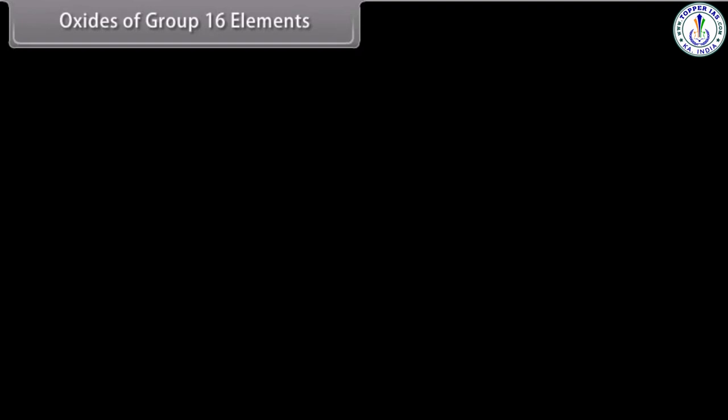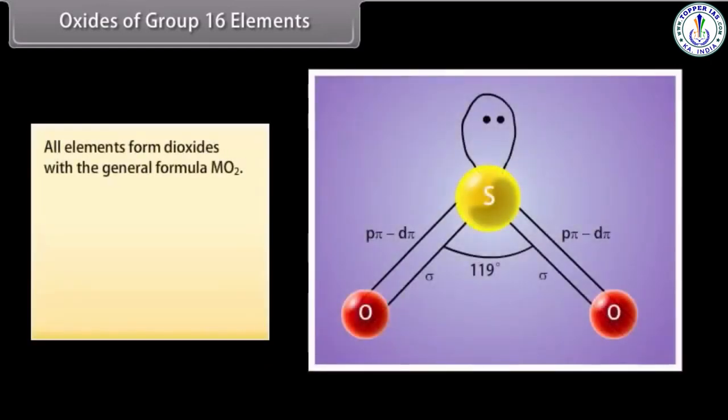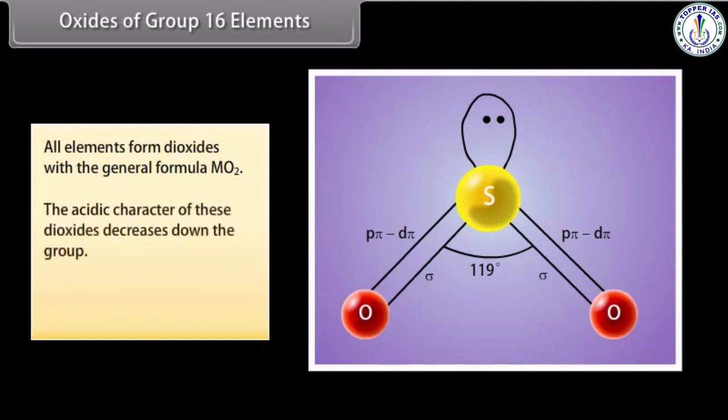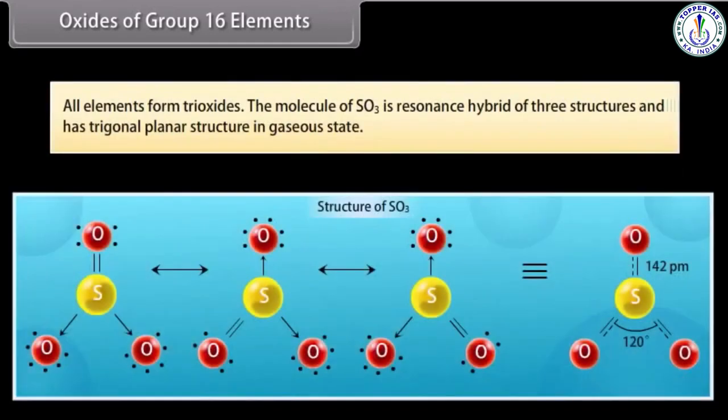Oxides of group 16 elements. All elements form a variety of oxides. All elements form dioxides with a general formula MO2. The acidic character of these dioxides decreases down the group. SO2 is acidic, SeO2 is weakly acidic, while TeO2 is amphoteric. All elements form trioxides. The molecule of SO3 is a resonance hybrid of these structures and has trigonal planar structure in gaseous state.